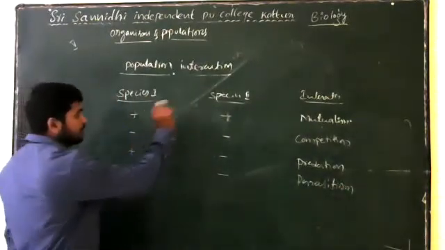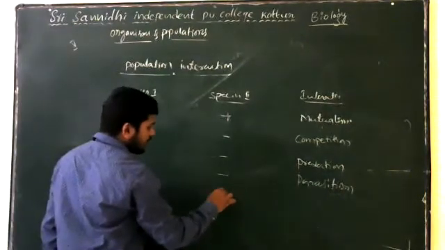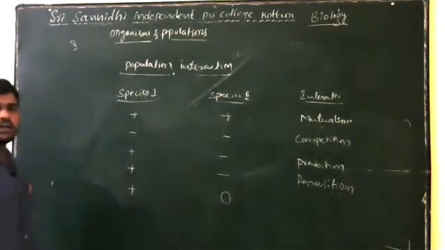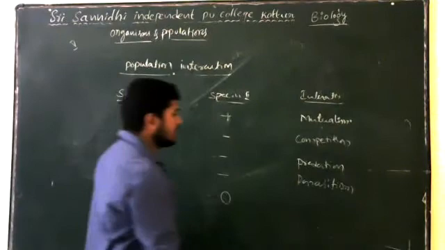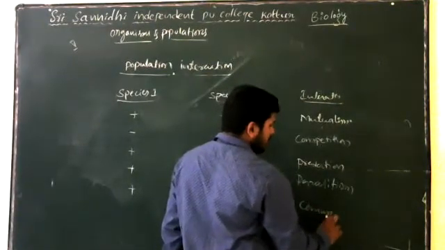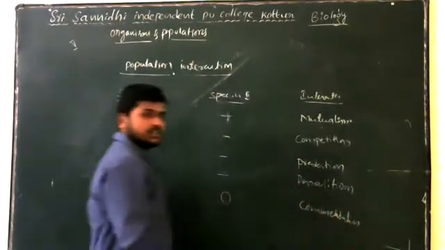If the interaction between two organisms is one where one organism gets benefited and the other organism is neither benefited nor harmed, what do we call that type of interaction? We call it commensalism. Such type of interaction is called commensalism.